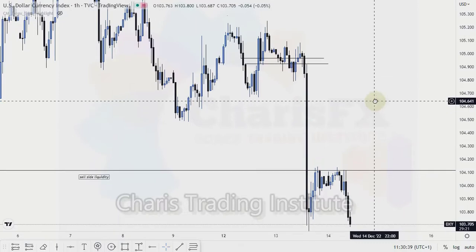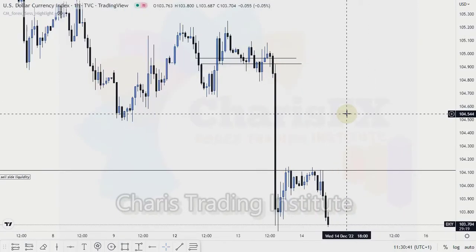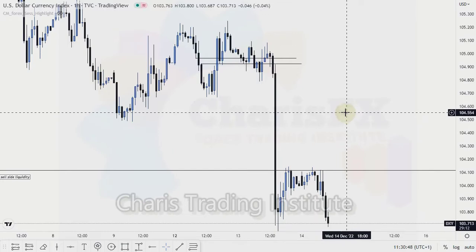Remember, the higher time frames are the liquidity drivers. That is where the institutions place their orders. Okay, the higher time frame is the drawn liquidity, so the sell side liquidity on the higher time frame has a higher probability of drawing price into those regions.